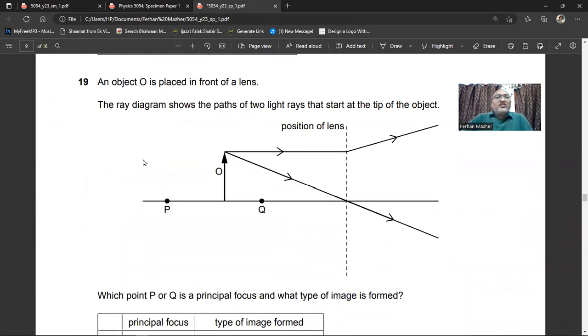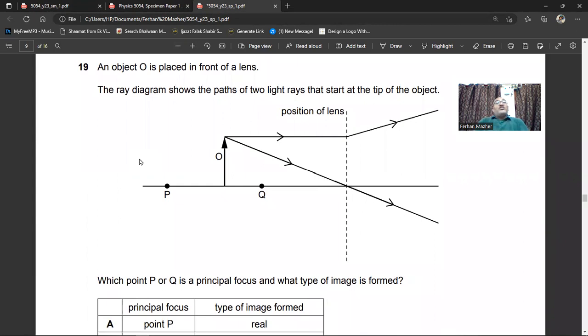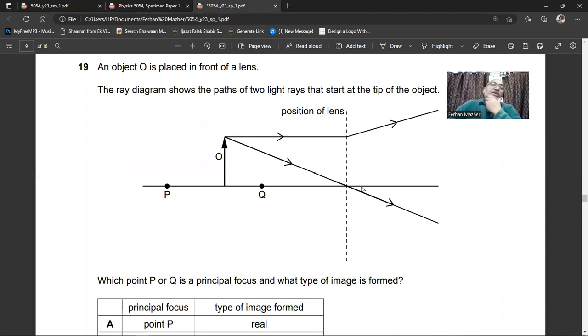Okay, question number 19. An object O is placed in front of a lens. The ray diagram shows the path of the two rays that start at the tip of the object. Which point, P or Q, is the principal focus and what type of image is formed? You see, this ray passed through the optical center. Obviously, any ray which passes through the optical center does not deviate. It goes undeviated, okay?